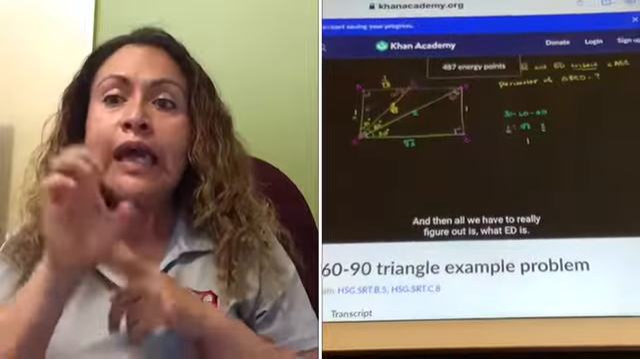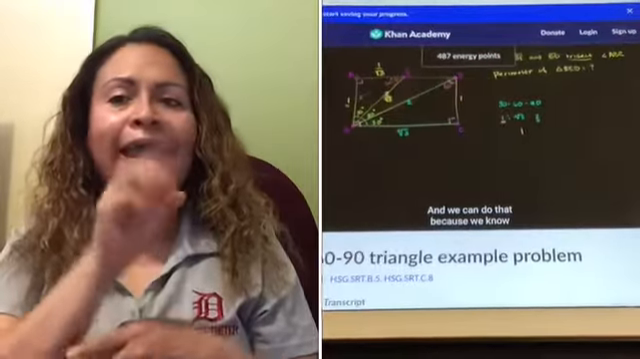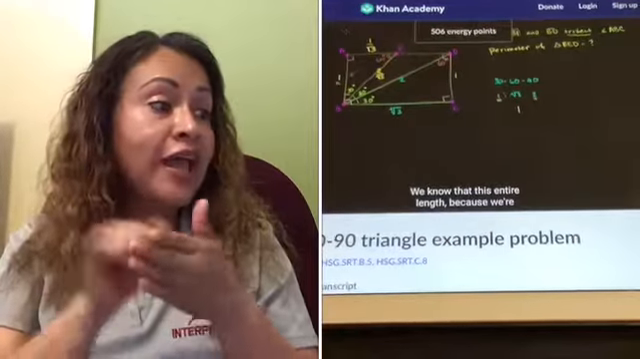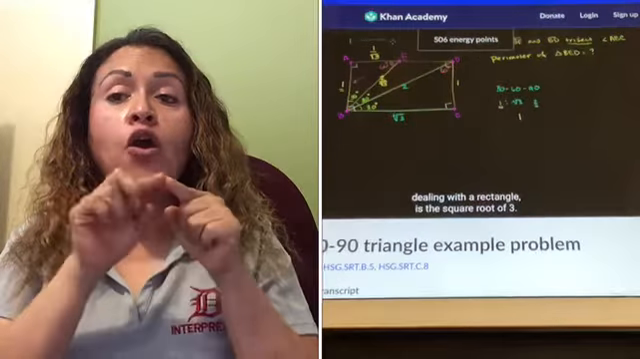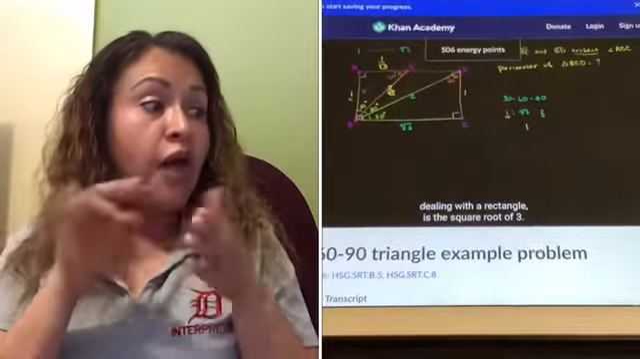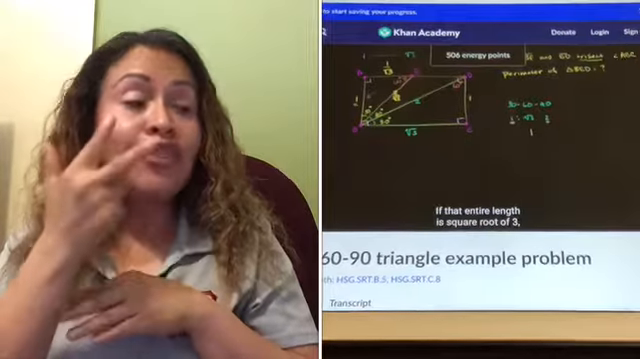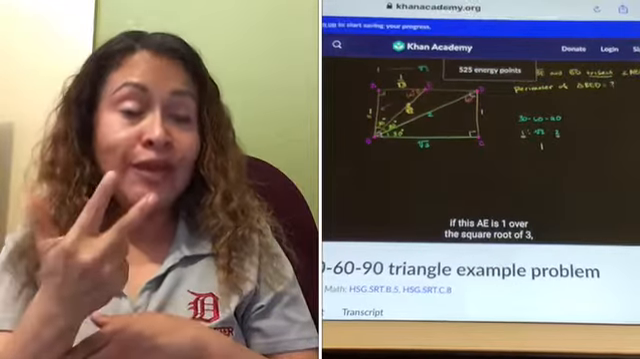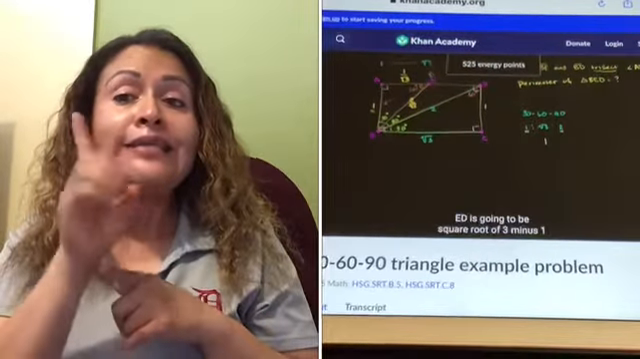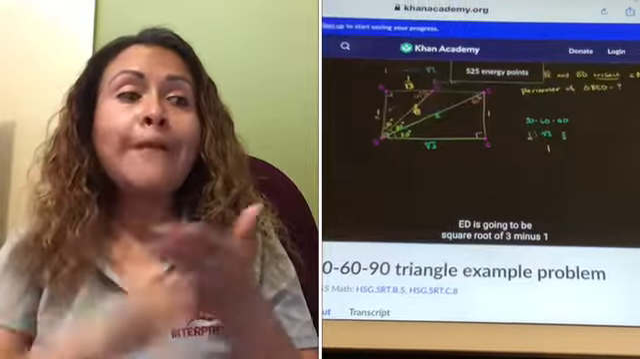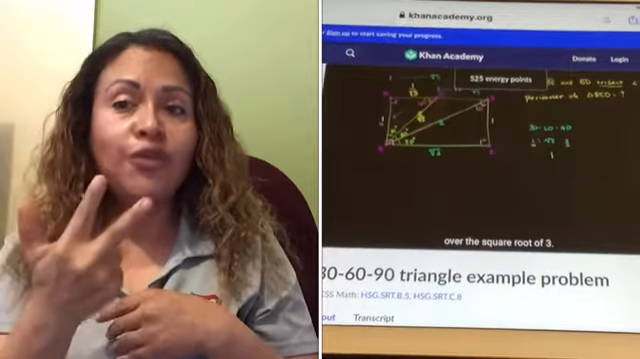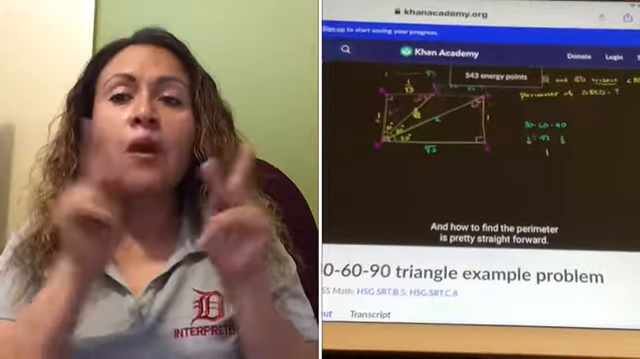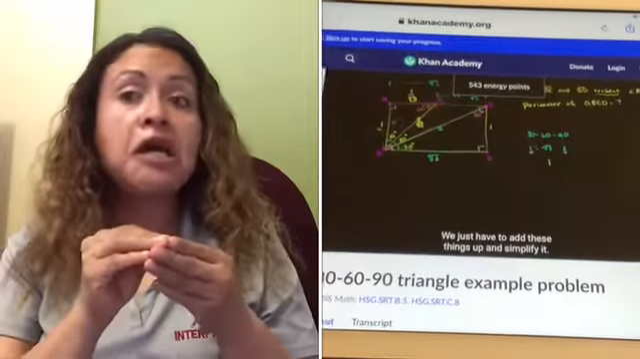And we can do that because we know that AD is going to be the same thing as BC. We know that this entire length, because we're dealing with a rectangle, is the square root of 3. If that entire length is the square root of 3, and AE is 1 over the square root of 3, then this length right over here, ED, is going to be square root of 3 minus 1 over the square root of 3. That length minus that length right over there. And now to find the perimeter is pretty straightforward. We just have to add these things up and simplify it.